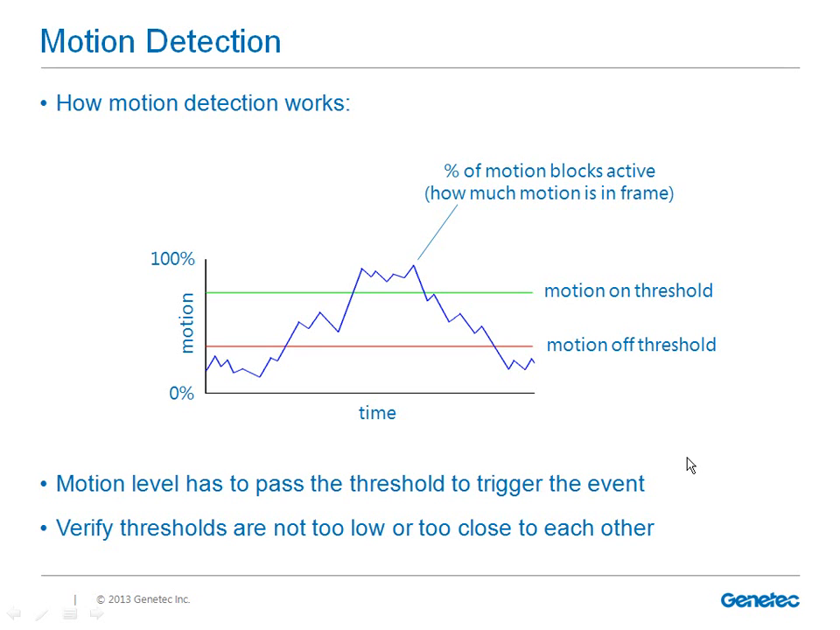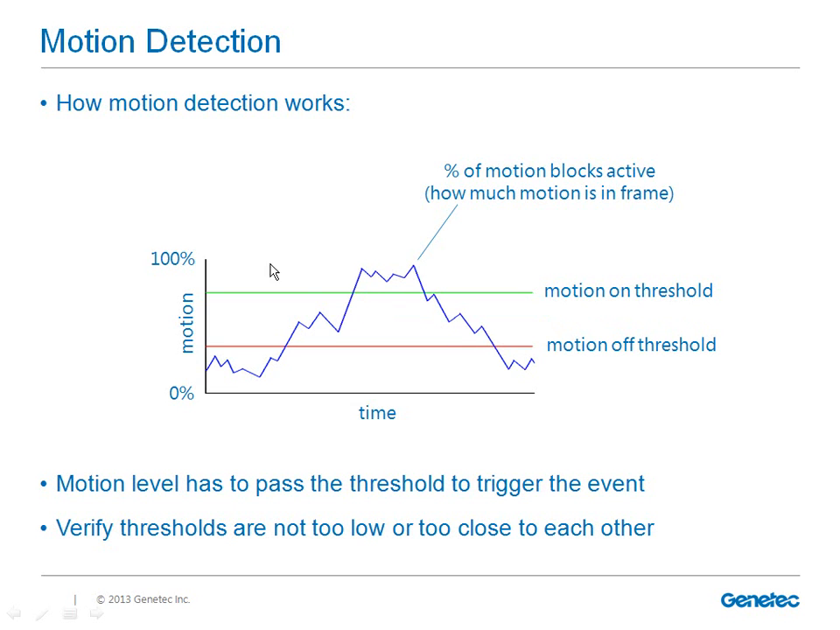Motion events are generated based on the level of motion passing a certain level on the system. So if the level of motion never passes through one of the thresholds, we won't get any events. So, for example, if we have a motion on threshold set at 25% and a motion off threshold set to 10%, we need the level of motion to pass 25%, like it does right here, before the motion on event will be triggered. Similarly, the motion has to pass down below the 10% before the motion off event is triggered.